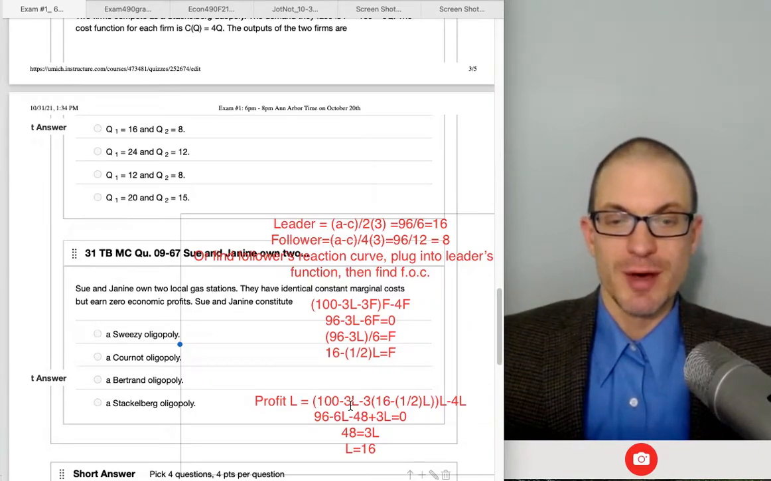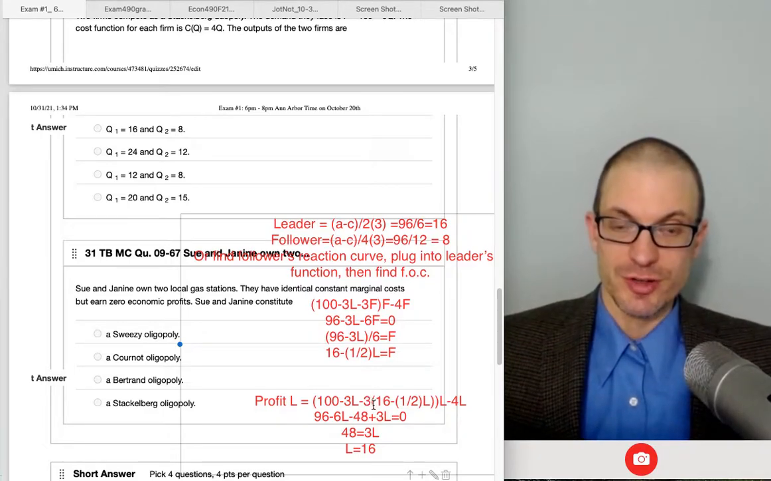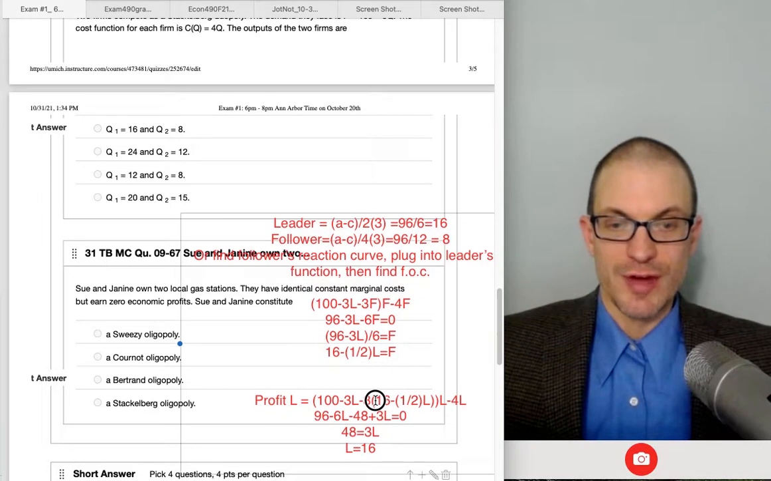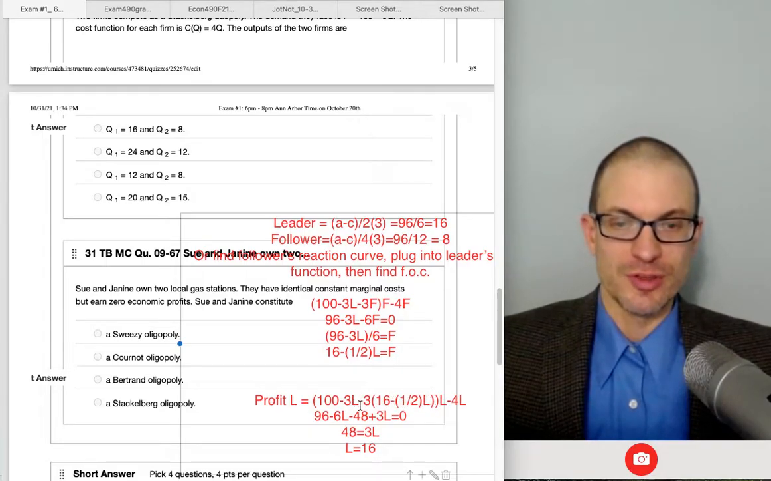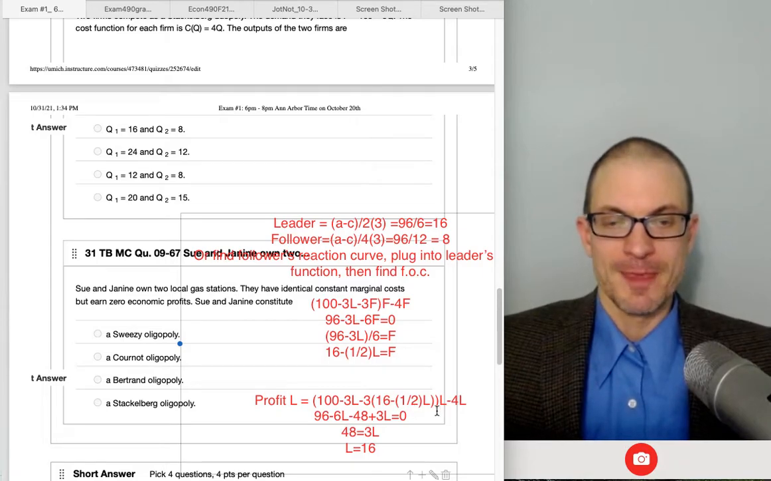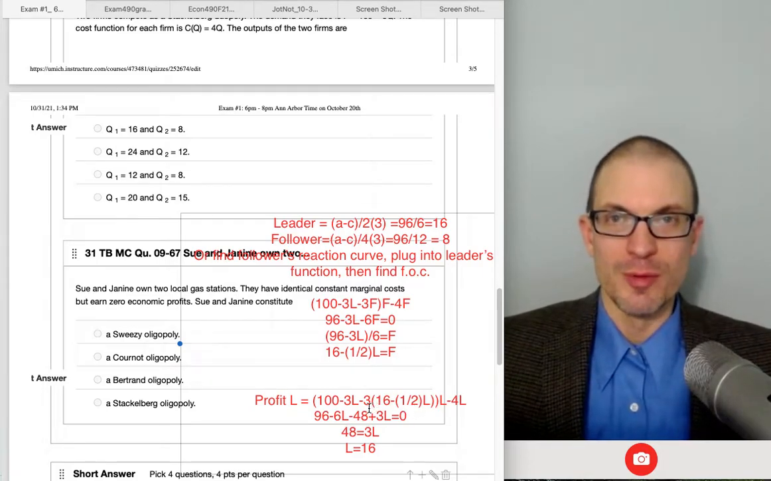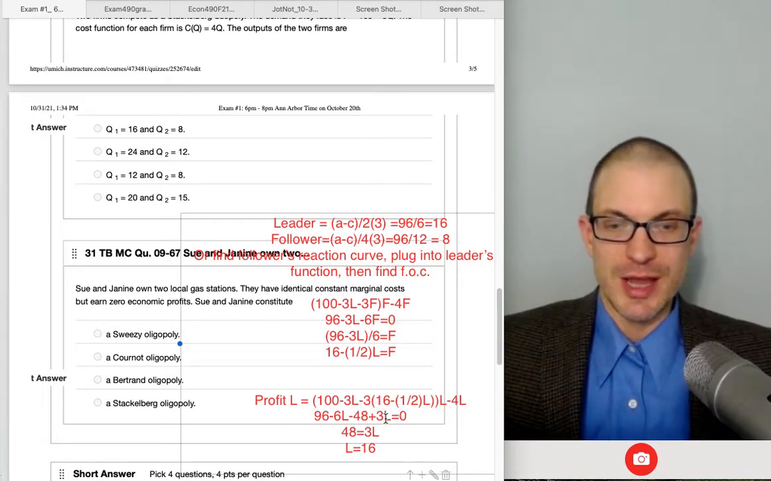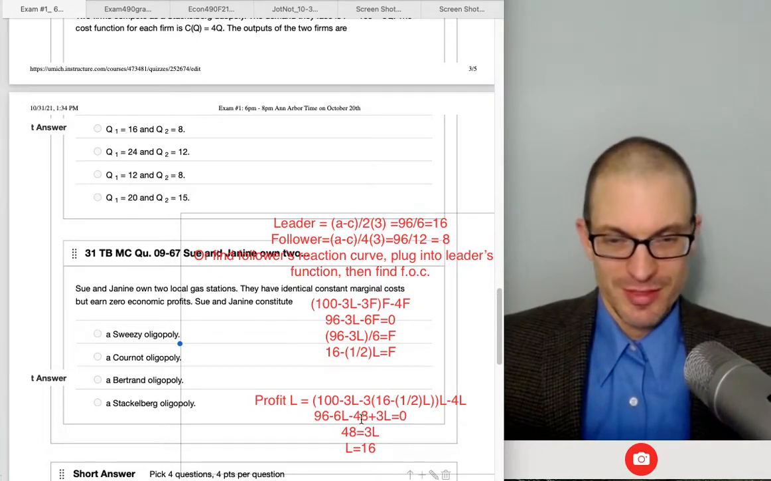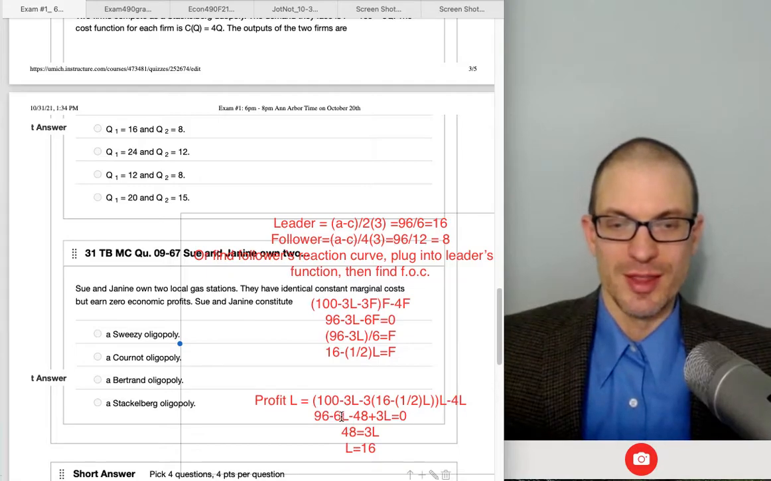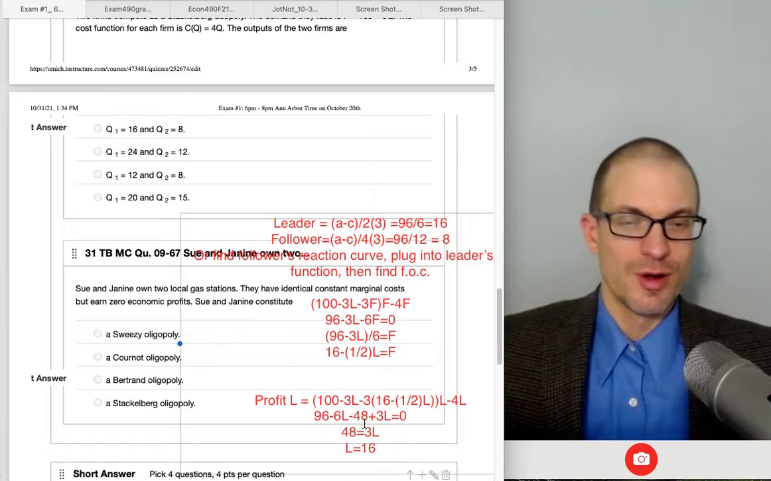So it's going to be 100 minus 3L minus 3F of L. This right here is the follower's reaction curve as a function of the leader's choice. You see this right there. This always looks horrible, but after you clean it up, it cleans up really nicely. Before you even take the derivative, it starts looking a lot better. I think I did the algebra and then took the derivative all in one larger step.